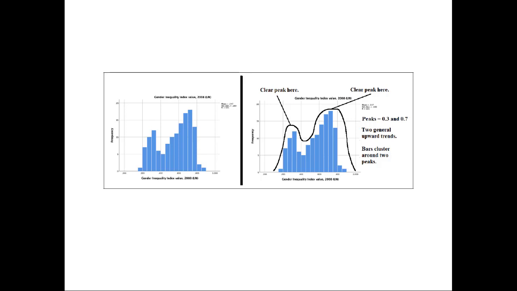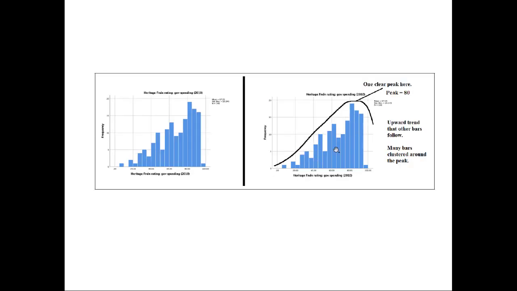Here's a histogram of the UN's Gender Inequality Index for countries around the world. I drew a general outline around it. From this outline, I can see that there are two clear peaks, one around 0.3 and one around 0.7. There are two distinctive upward trends with the bars clustered around them, a smaller one around 0.3 and a larger one around 0.7.